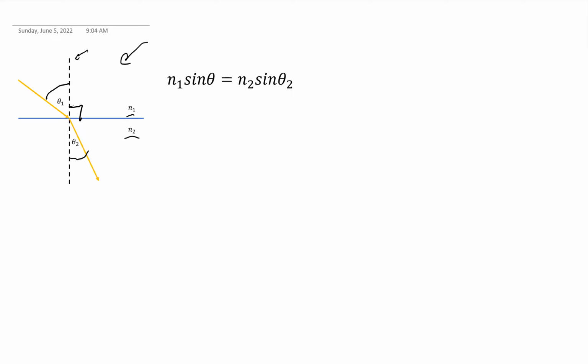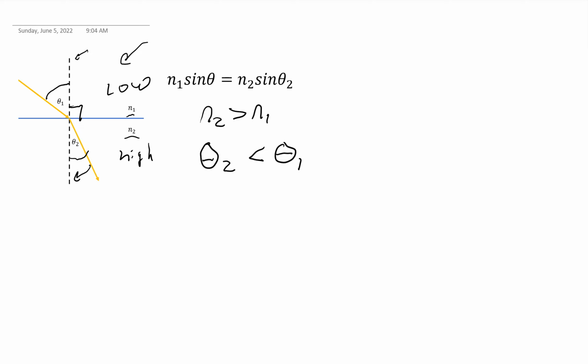Now, the way I've drawn this here, N2 is greater than N1. And I know that that's the case because my light bends toward the normal. In other words, theta 2 is smaller than theta 1. That means that the light is bending toward the normal line. That happens when you go from low index to high index.